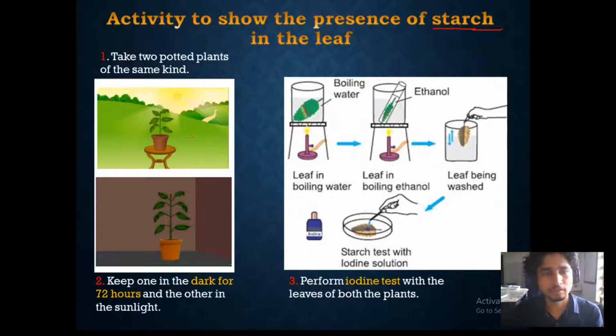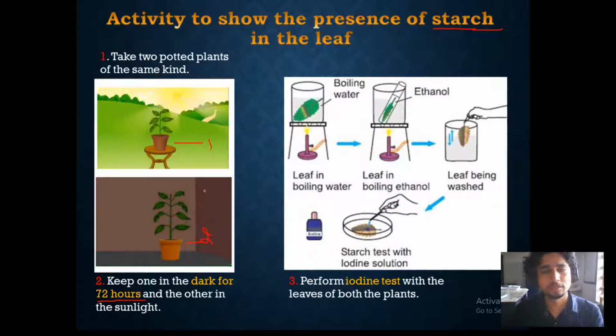In this activity, we are taking two pots, part 1 and part 2. One is placed in the light, another is placed in the dark. Part 1 is placed in the light and part 2 is placed in the dark. For how long? They are placed for 72 hours, which means 3 days. For 3 days, one is kept in the sunshine, and the other is kept continuously in the dark.